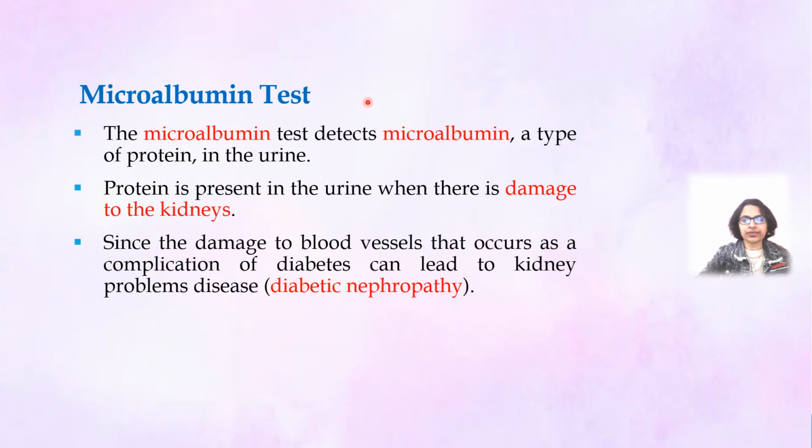Another investigation under urinary estimation is the microalbumin test. The microalbumin test detects microalbumin, a type of protein in the urine. Protein is present in the urine when there is damage to the kidneys. If there is albumin in the urine, that is an indication of kidney damage. The damage to the blood vessels that occurs as a complication of diabetes can lead to kidney problems or kidney disease, which is known as diabetic nephropathy.